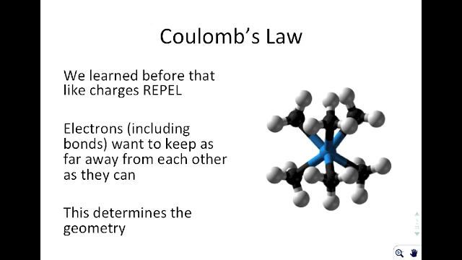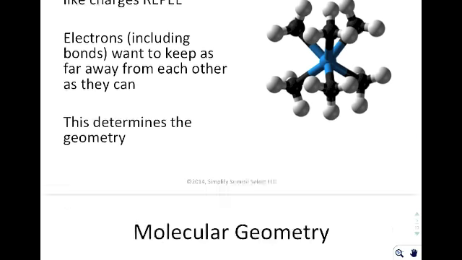Coulomb's law says that like charges repel. We've learned about that earlier this year, and it's going to keep coming up and up and up. Like charges repel, and opposite charges attract. So electrons in bonds want to get as far away from each other as they possibly can, and that determines the shape of the molecule.